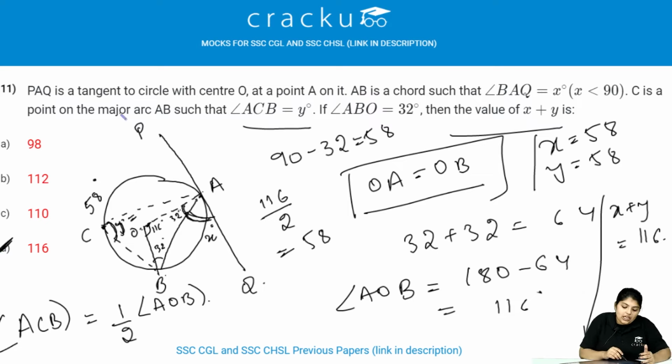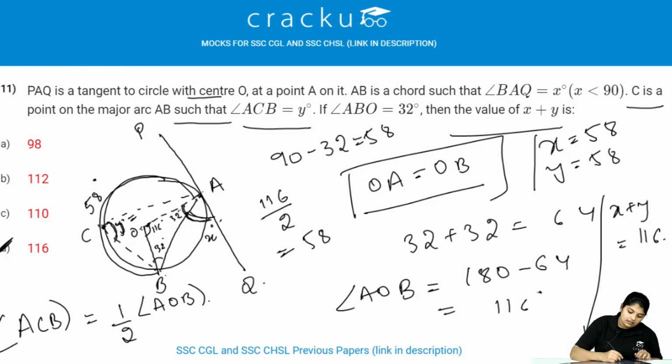The given question is PAQ is a tangent to the circle with center O. So this is the circle with center O, and PAQ is the tangent. A is on the circle. AB is a chord such that BAQ is equal to x degrees, and C is a point on the major arc AB such that angle ACB is y degrees. If angle ABO is 32 degrees, that is this angle is 32, then find the value of x plus y.